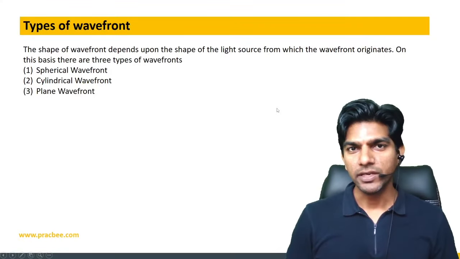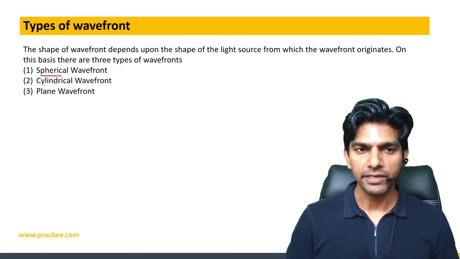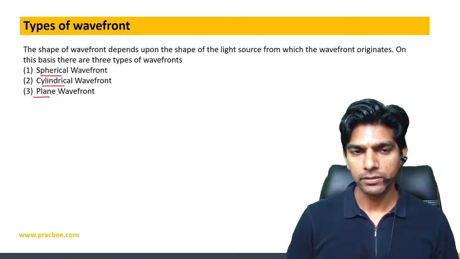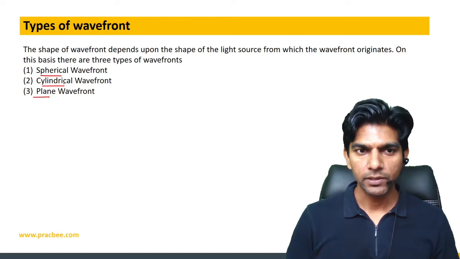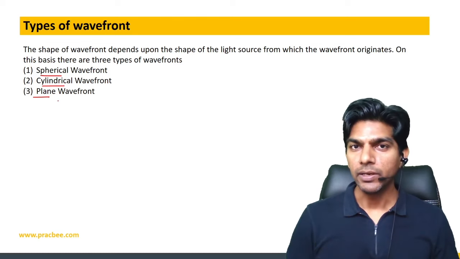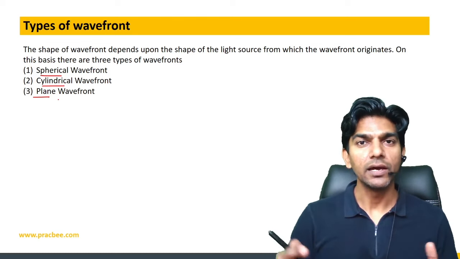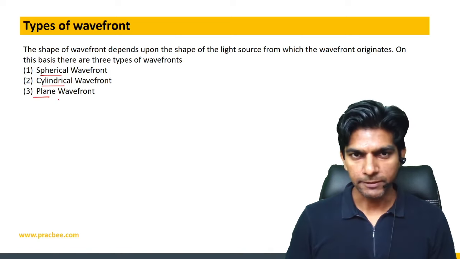Now let us see different types of wavefronts. So there are three types of wavefront. One is spherical, second is cylindrical, and third is planar. Spherical wavefronts are produced by point sources. Cylindrical wavefronts are produced by linear sources. And plane wavefront, we can say if we observe a spherical wavefront at a large distance, it appears as a plane wavefront.